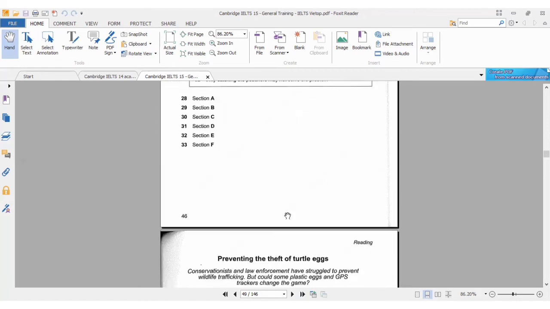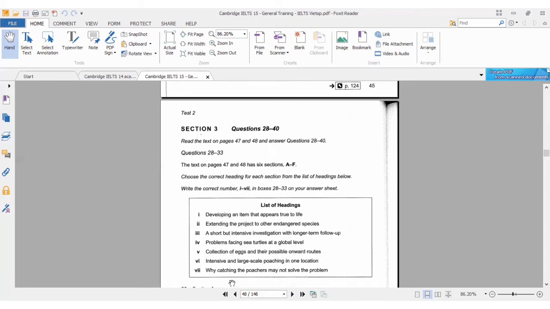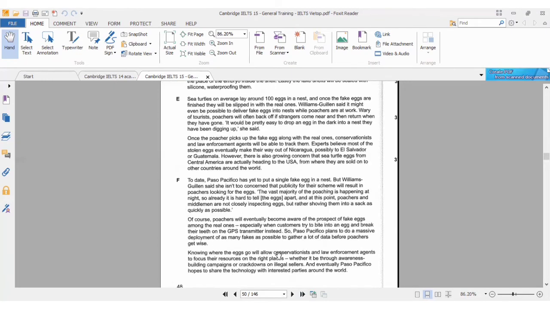Okay, so let's go to the box and see if there was something like that. Can you see this one? Collection of eggs and their possible onward routes. It was this second part I found easily, where they were saying experts believe it will go out of Nicaragua to possibly... Do you see this word? In the box of headings, we had possible onward routes, where they will go afterwards. So we have possibly to El Salvador or Guatemala. However, there's also growing concern that sea turtles from Central America are actually heading to the USA, from where they are sold on to other countries. That's what this second part of E is talking about: their destination.